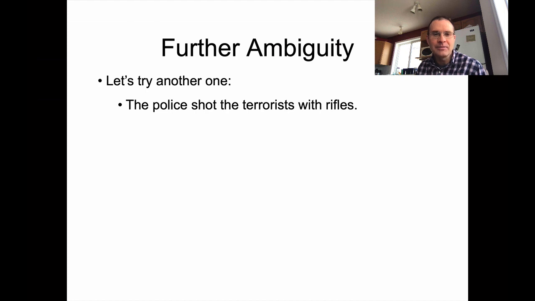We can try another one. So this is going to work slightly differently, and we're going to see a new structure with it as well. So we've got the police shot the terrorists with rifles. What does that mean? Who has the rifles? Is it the terrorists or is it the police?